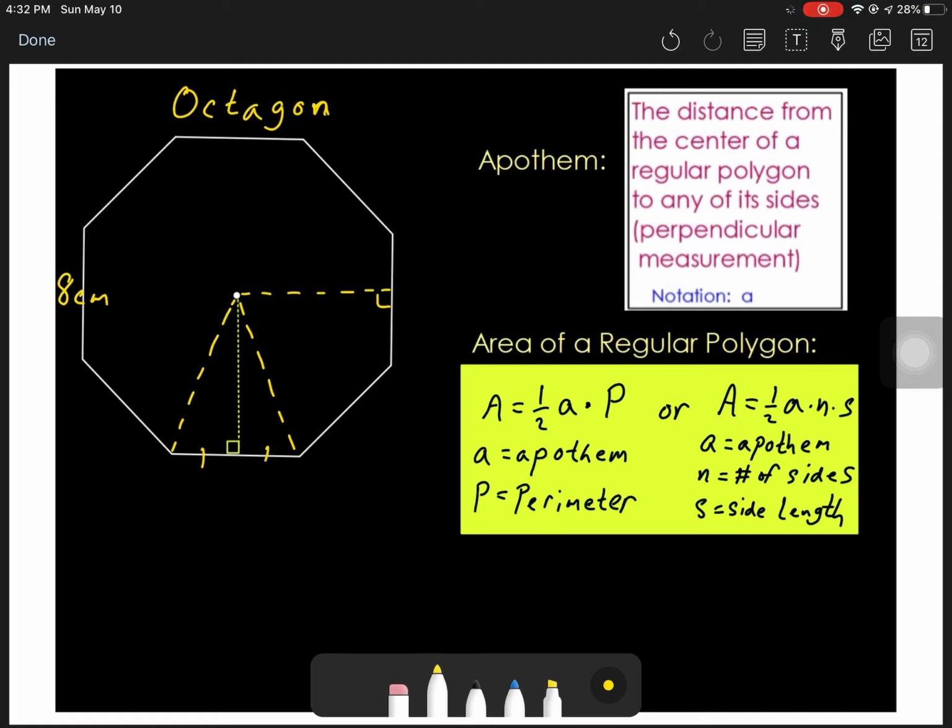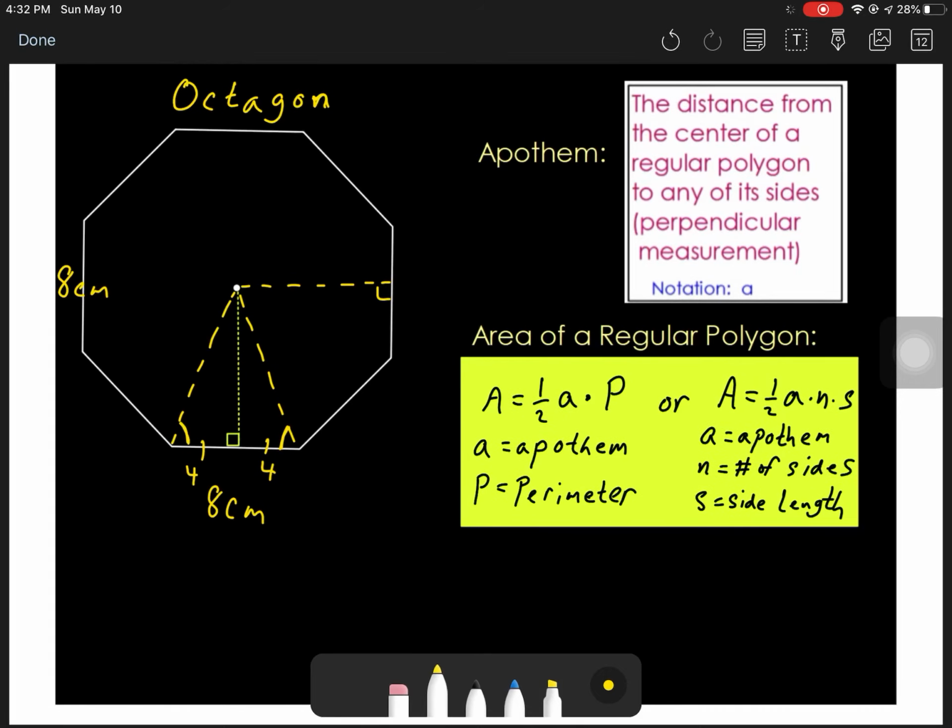Okay, so now I have my triangle. If this is 8, which means this side down here is also 8, and the apothem cuts it in half, we get a 4 and a 4 on each side. Now that helps us, but what we need to find in order to get the apothem, because we don't know what that value is, is this angle right here, or this angle right here. Technically they're going to be congruent.